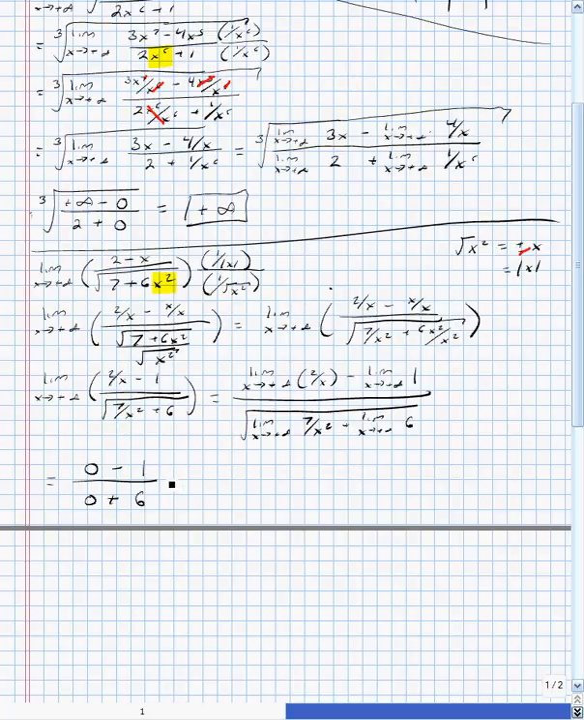So our final answer, don't forget the square root, that's very important, is minus 1 over the square root of 6, which is equal to the limit as x approaches positive infinity of our original function.